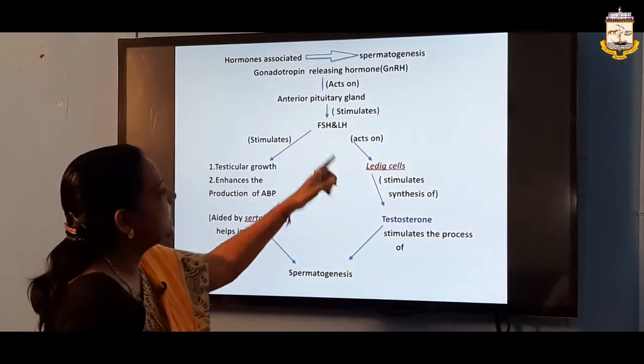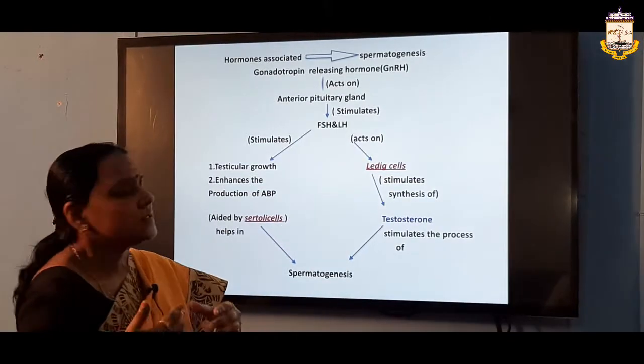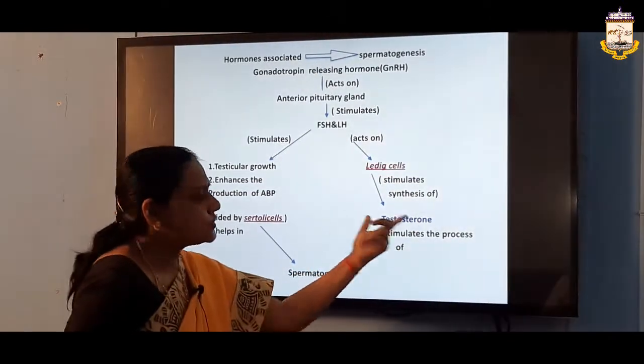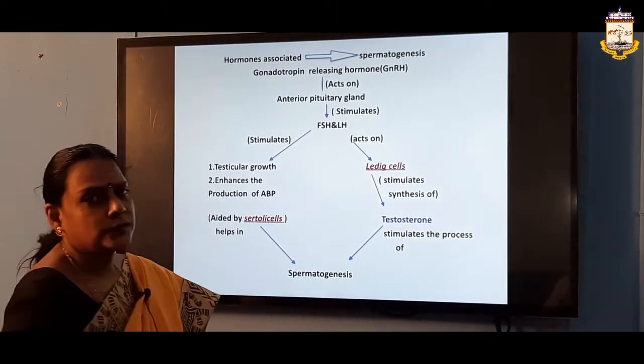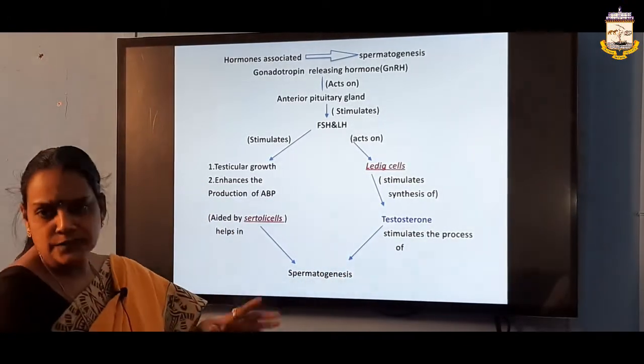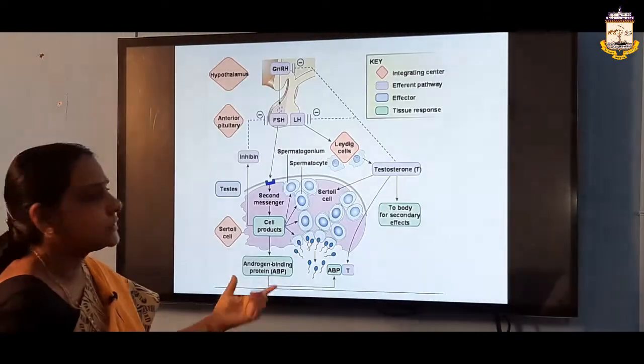Also on the other side, the LH, that means the luteinizing hormone, also acts on the Leydig cells and stimulates the synthesis of testosterone, the male hormone. This also stimulates the process of spermatogenesis. A schematic sketch is given for the students to memorize easily. That is why I have prepared it like this. Okay, just concentrate on this.